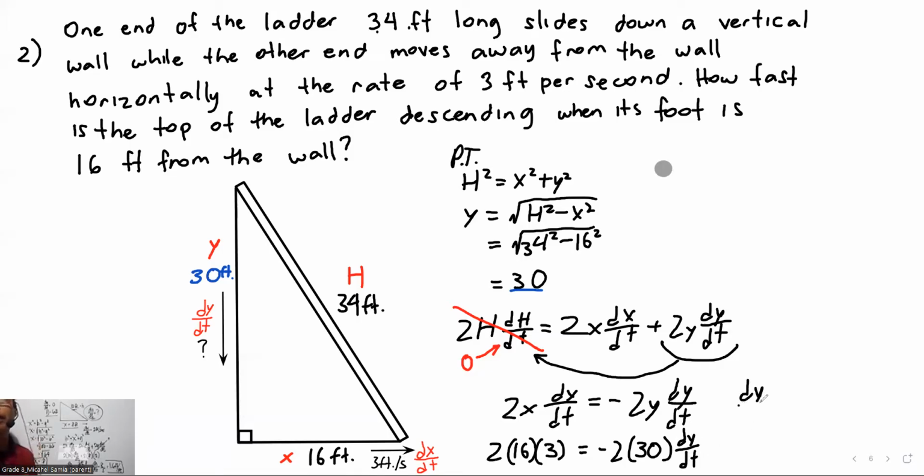Isolating dy/dt, we get 1.6 feet per second. So the answer is negative 1.6 feet per second. The negative signifies the direction of one side of the ladder, which is going down, towards the negative y-axis. So it's correct. If it's positive, the ladder is going up. In this case it's negative, so the other leg of the ladder is going down. Very good. Let's try the other one, Josh.